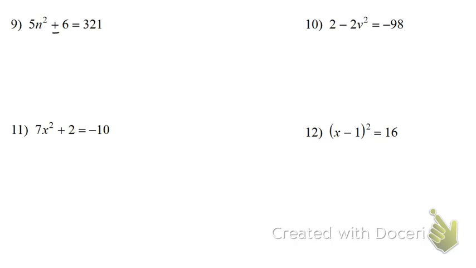Number 9. Subtract 6. 5n squared equals 315. Divide by 5. So n squared equals 315 divided by 5 is 153. Is that right? 315 divided by 5?